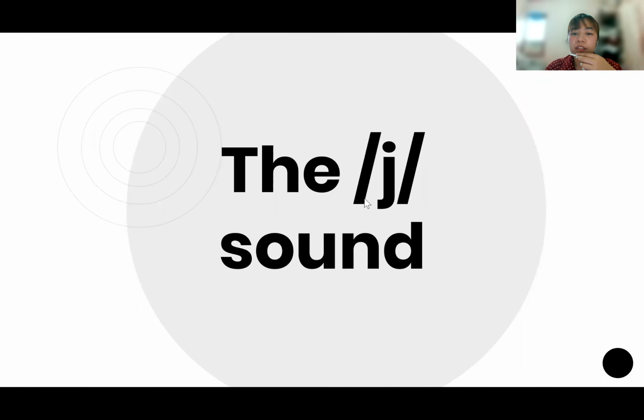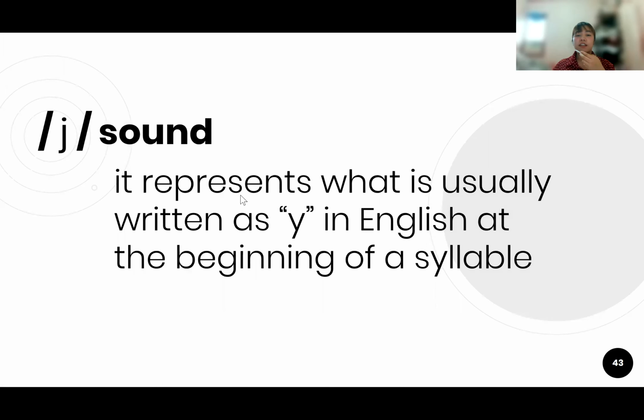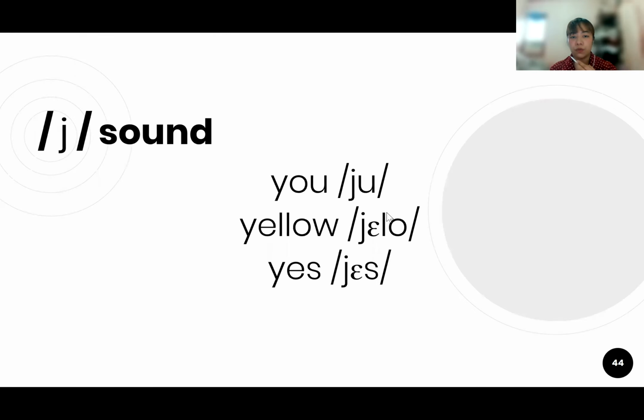Next, we have this sound. So this is the letter J usually, or if you remove the slashes, this is the letter J. But since it is in slashes, this is the Y sound. So it represents what is usually written as Y in English or your alphabet in English at the beginning of a syllable. So if you are referring to the Y as in letter Y, na sound ng letter Y in English alphabet, you make use of this symbol for the Y sound. So it's written using your letter J. As in you, yellow, and yes.